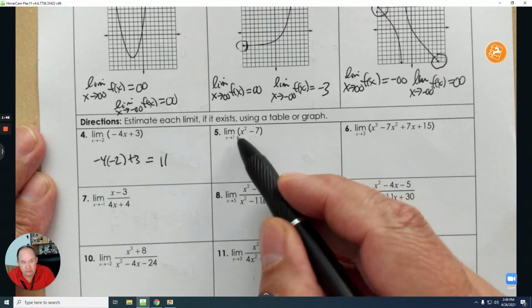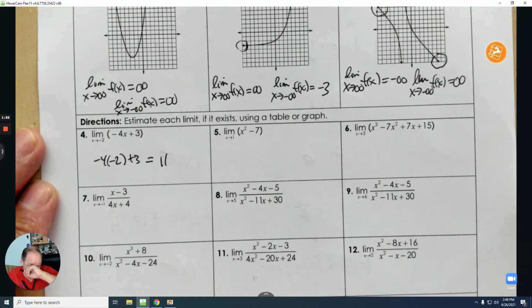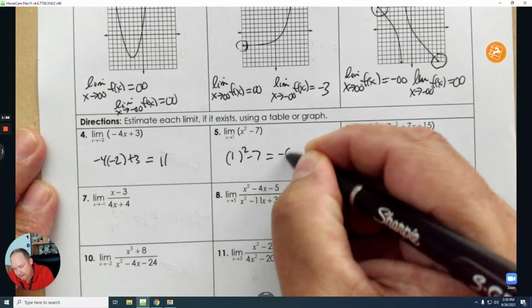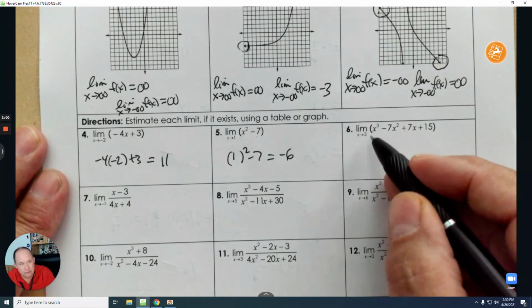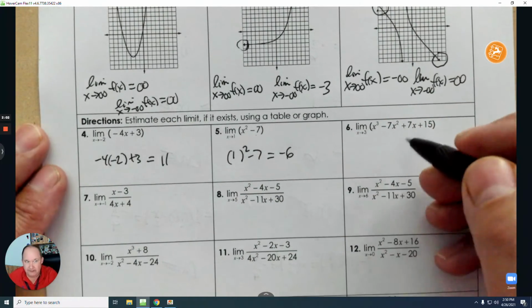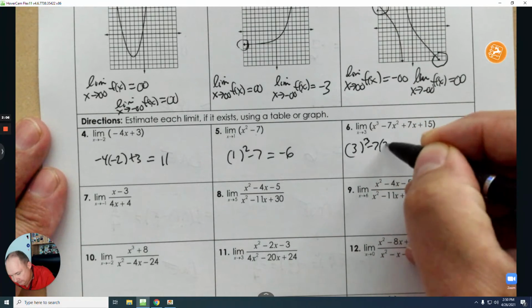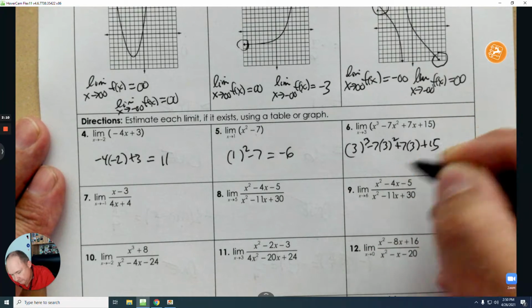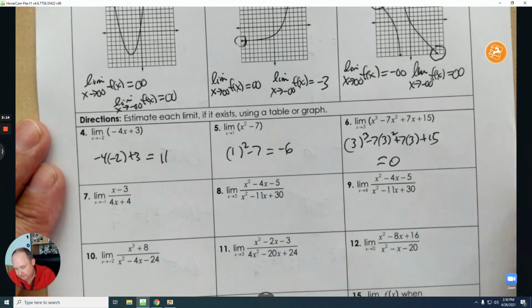Again, it's continuous, it's a parabola. There's no fraction, no variable in the denominator. It's a quick way to tell. So evaluate at 1, and you get the answer negative 6. Again, evaluate, there is nothing that makes this undefined. So evaluate at 3, and that gives you the answer 0.